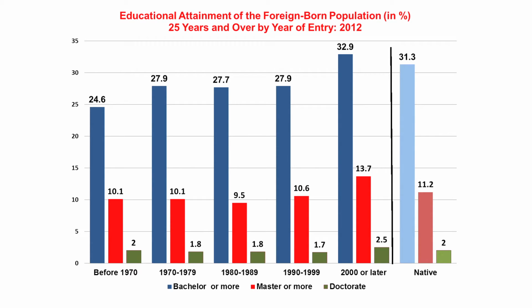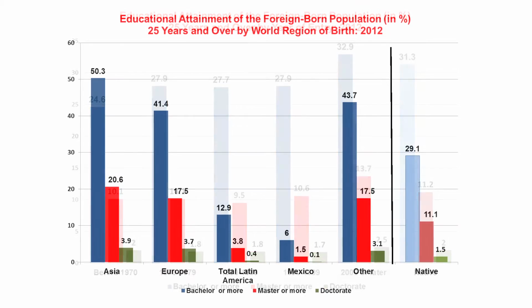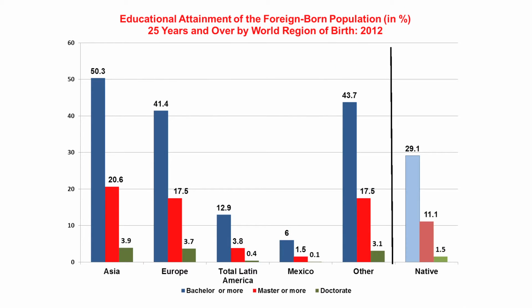The dark green relative to the light green represents the percentage of those who come to the United States with PhD degrees as opposed to the US percentage of the population. And then I also show it by world region.